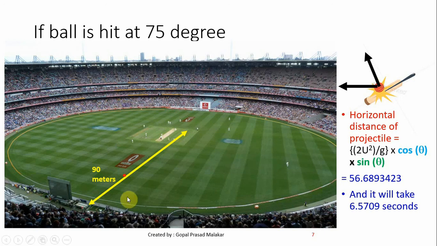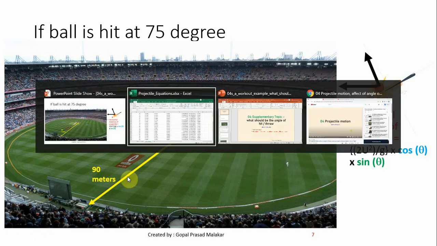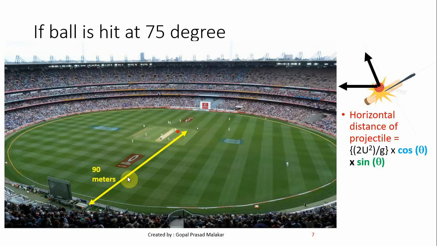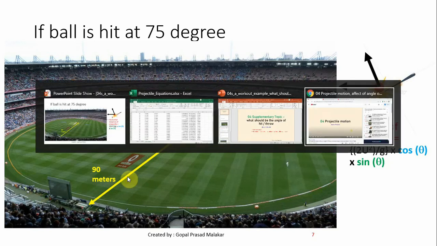So actually this is a slightly riskier scenario, because here the players will get time to come near the ball, to catch the ball, whereas in the upper scenario, when it is hit at 15 degree, it is traveling faster. Does it really happen in real life? I will show you some recordings, because that will give you a good understanding that it actually happens in real life as well. So let me just show you.